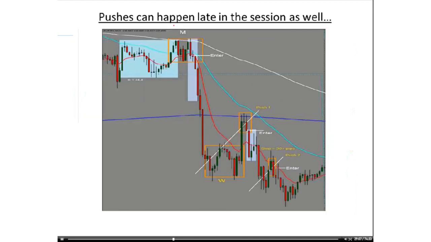Okay. Pushes can happen late in the session as well. This is EJ, just a couple of days ago, last week. Beautiful pattern. You enter, you take your trade. Beautiful drop. This is only one drop. Okay, it formed a nice W pattern. Take it again, going long.